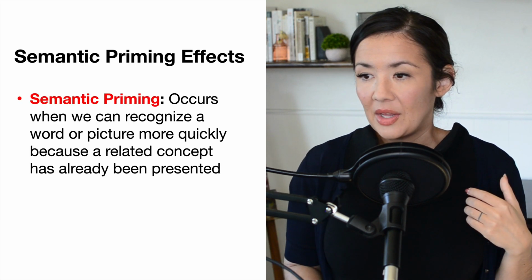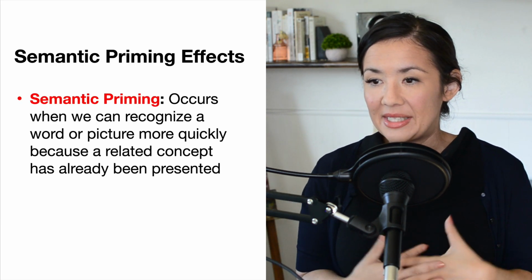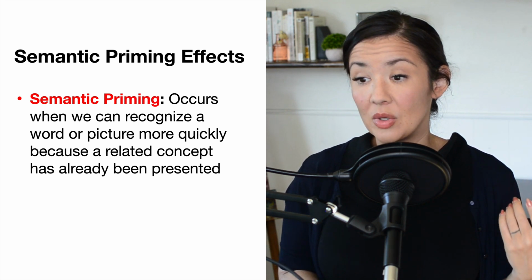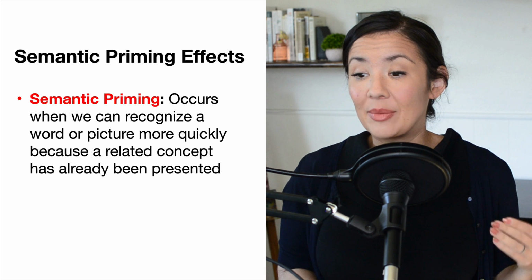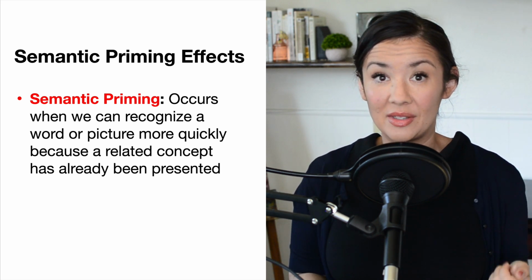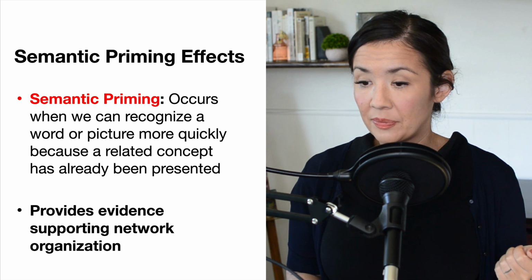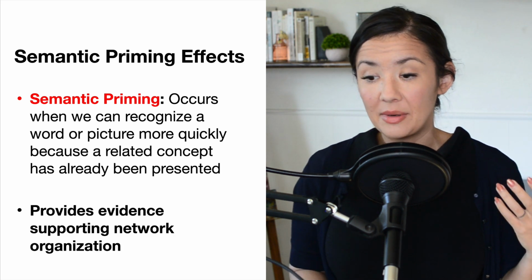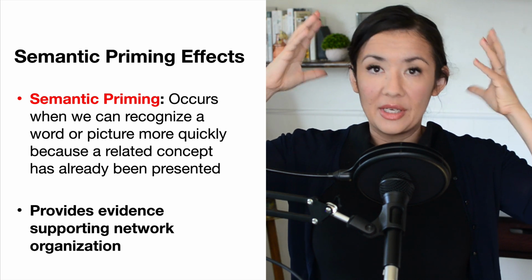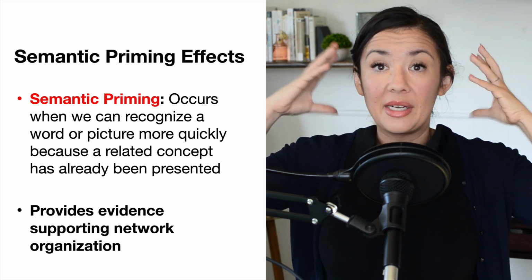Okay, so the way that this kind of semantic priming functions is it occurs when we can recognize a word more quickly because a related concept has already been presented, as we saw with that last video. And it provides support for the network organization structure of the mind and how we remember information.